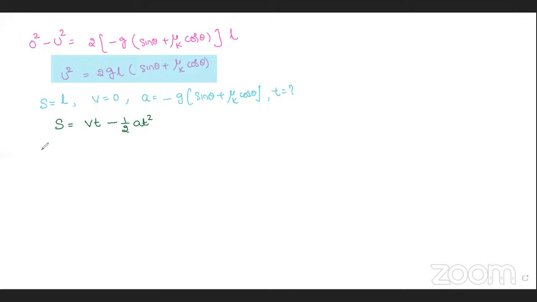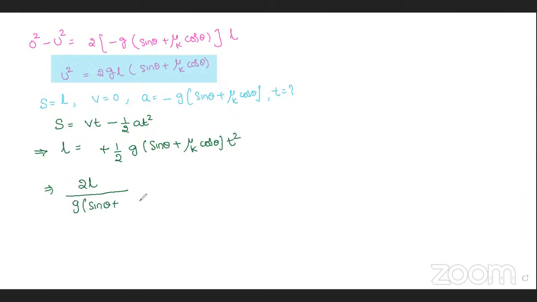I'm going to substitute here: L is equal to v t, where v is 0, minus half a, where a is again minus, plus g into sine theta plus mu k cos theta, into t square. In the same way, take the cross multiplication: 2L, and throw this whole term to the denominator, by g into sine theta plus mu k cos theta, is equal to t square. So t is equal to root over.